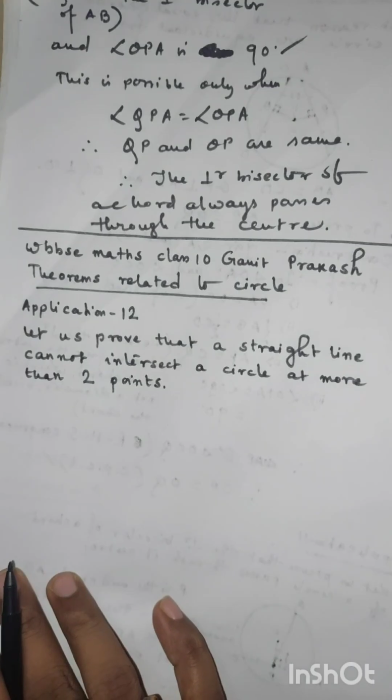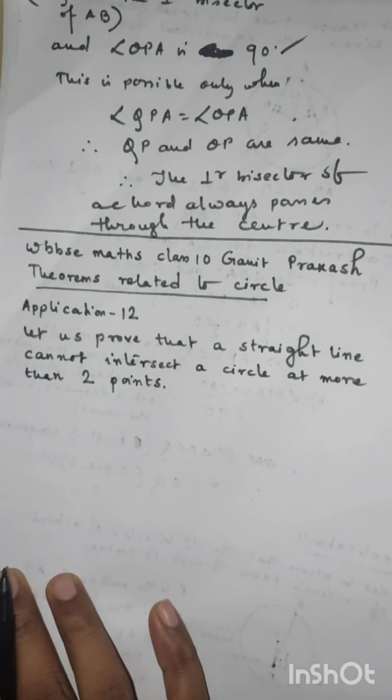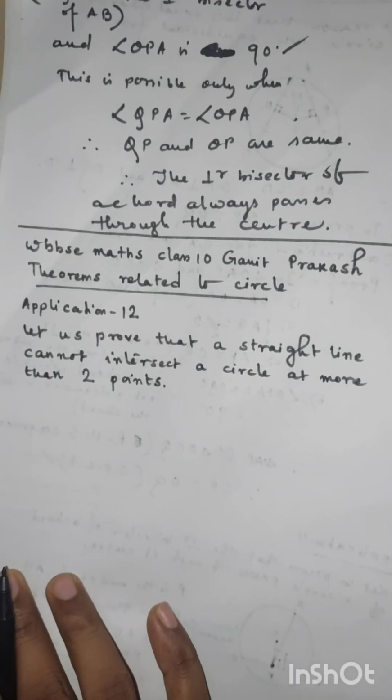Now we are going to solve it not by using theorems. We are going to solve it by using the equation of straight line and circle. Okay.